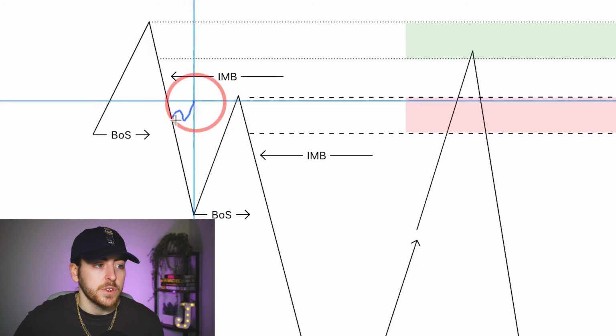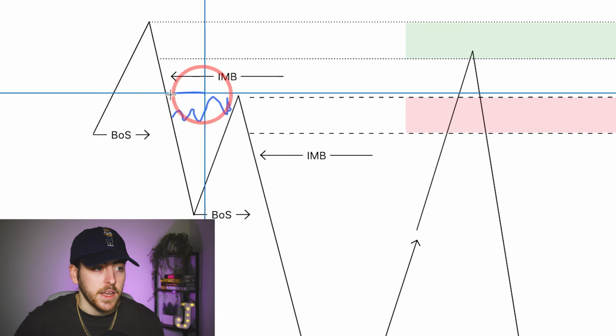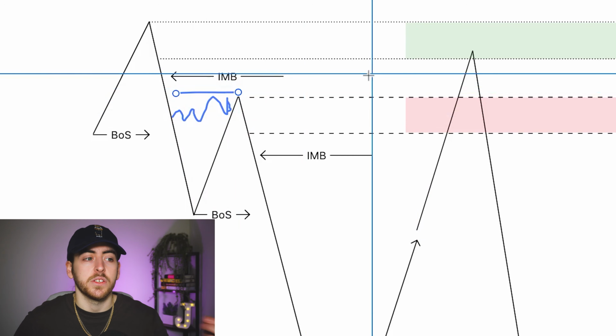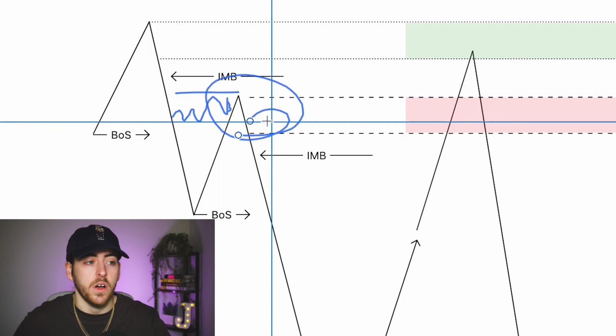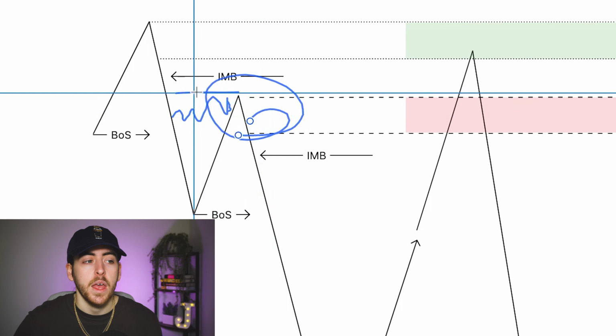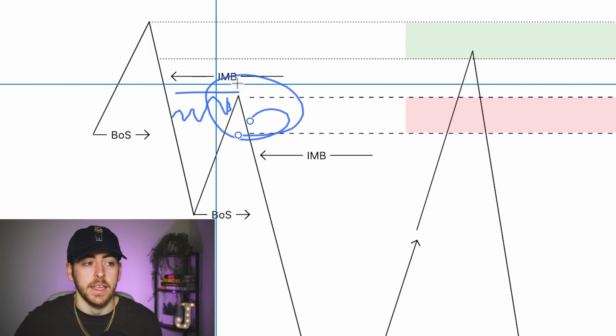Now, inducements will be even easier to spot when there is liquidity. So let's say there was a series of equal highs at this level. Well, that's going to lead us to understand that this is not a high probability area to trade from because price is likely going to take out these stops.